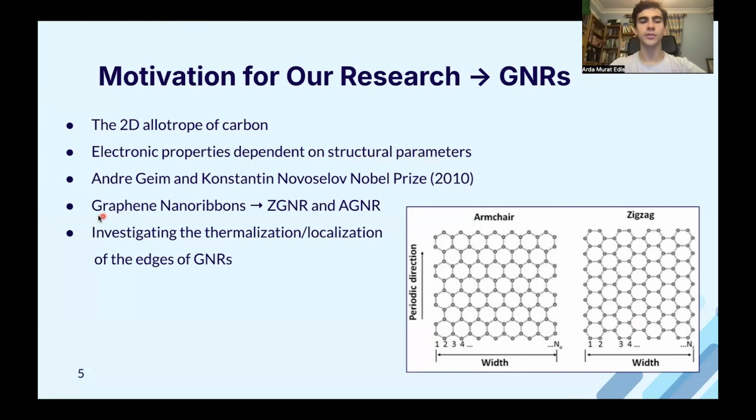Speaking of edge orientation, graphene nanoribbons are divided into two main groups according to their edge orientation: zigzag and armchair, as you can see in the image on the right. While it is known that the bulks of graphene nanoribbons are thermalized, it is usually assumed that the edges are also thermalized. However, in this research, we also aim to show that the edges are thermalized.